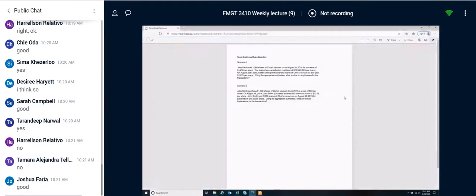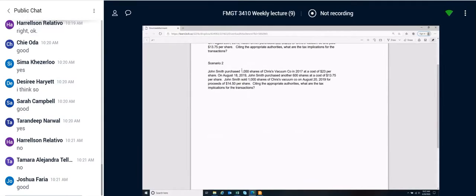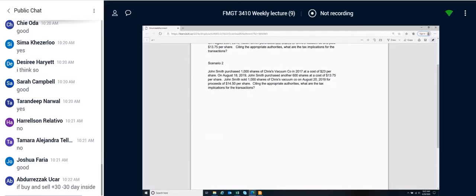Because again, in the scenarios, if John Smith sold 1,000 shares first, then Caitlin bought 600, so the affiliated person bought 600. Or here, John Smith first purchased 600 shares, then sold 1,000 shares. Doesn't matter, or are the numbers going to be the same? Because everything is within that 61-day period. So are the numbers the same for both scenarios?